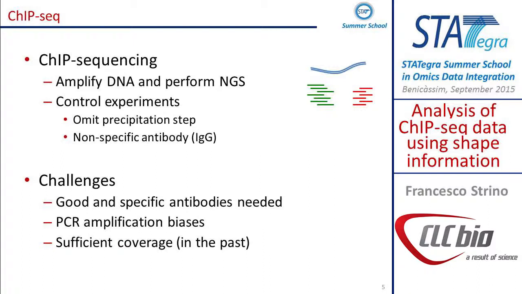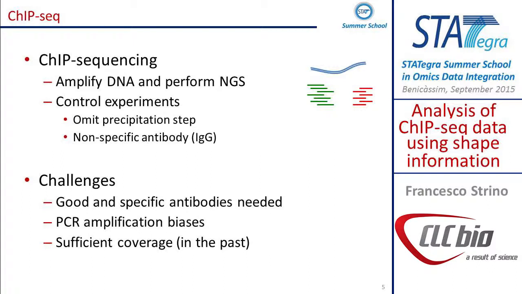Then also very often we want to do control experiments. During the control experiments, we either omit the precipitation step, so we get pretty much just pieces of DNA, and we get all the biases in the fragmentation that you get in the ChIP-seq. Or you can use a non-specific antibody like IgG, which will just precipitate any protein.